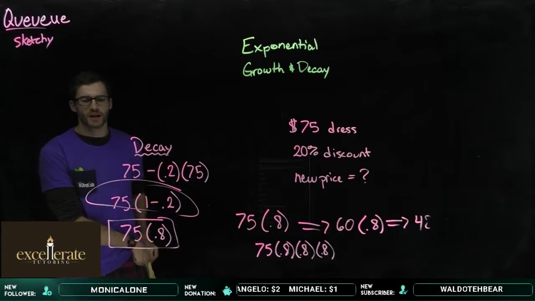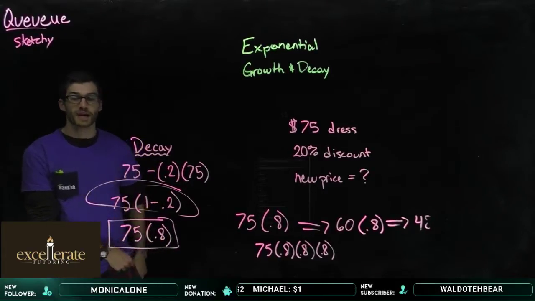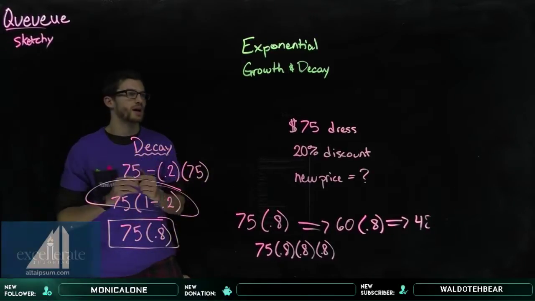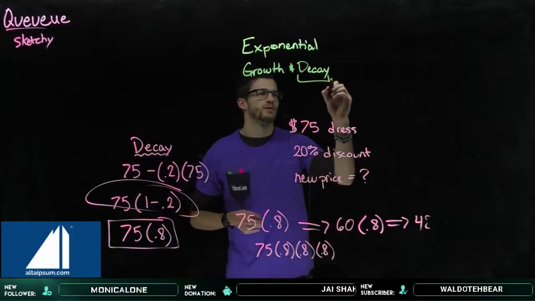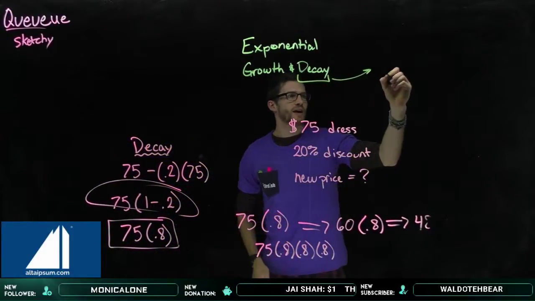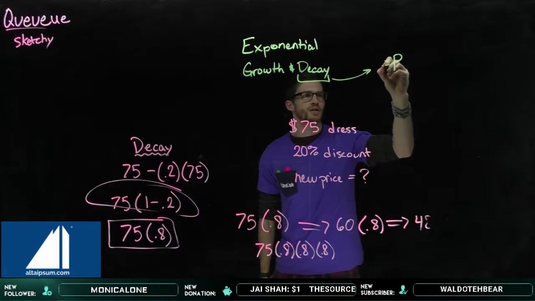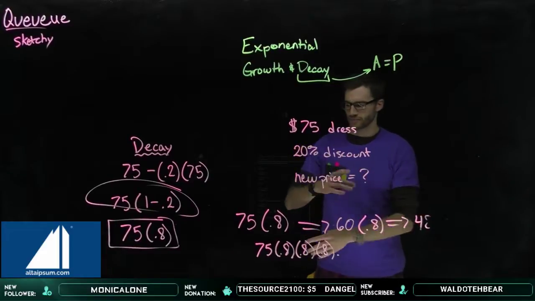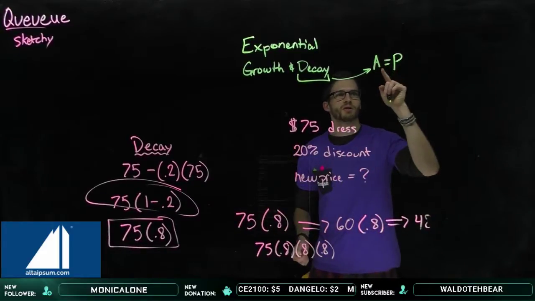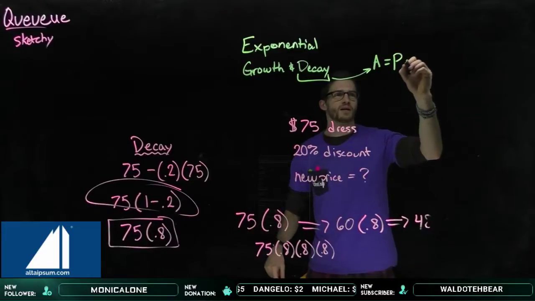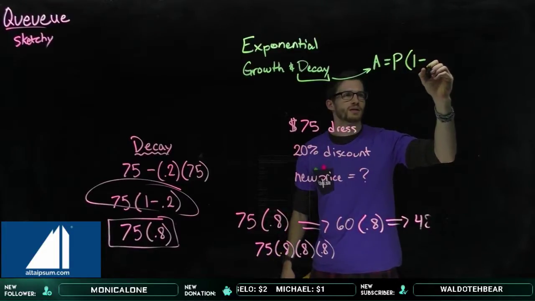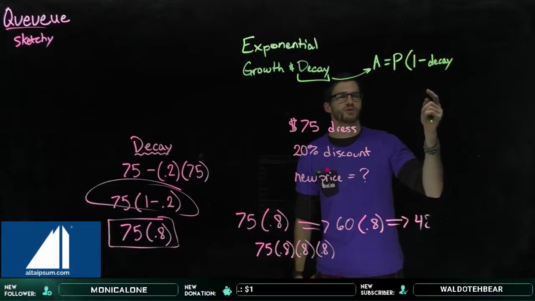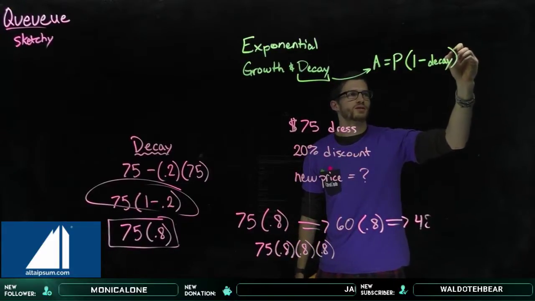So 75 times 0.8 cubed works as well. Yes, and that's where we're going with this. So that's the equation we've derived now for decay. We're going to have our principal, so let's call it P. So we'll say our current balance, or current amount of bacteria or whatever else, is going to be your original number, in this case the 75, times 1 minus decay. So if it's a 20% decay, 50% decay, whatever you do, you subtract it from 1, raised to the t power.